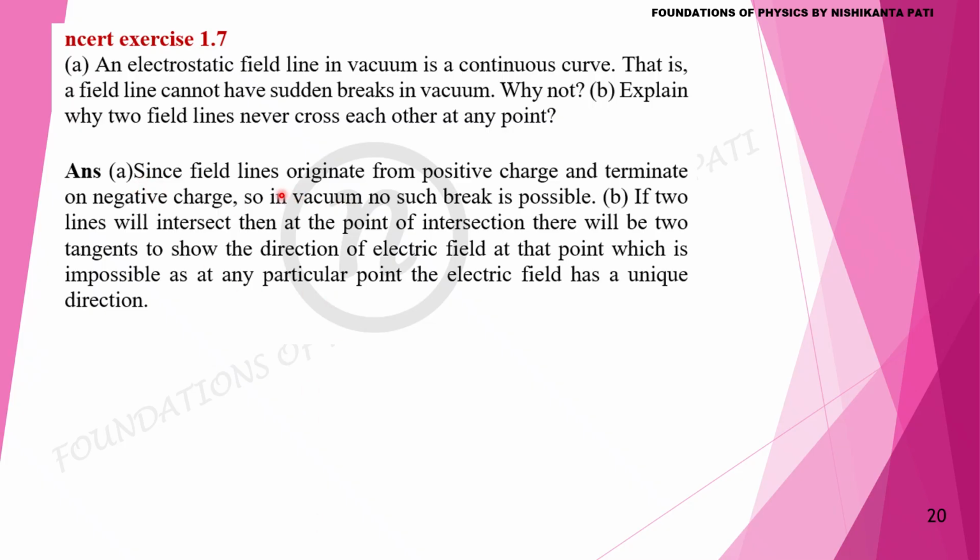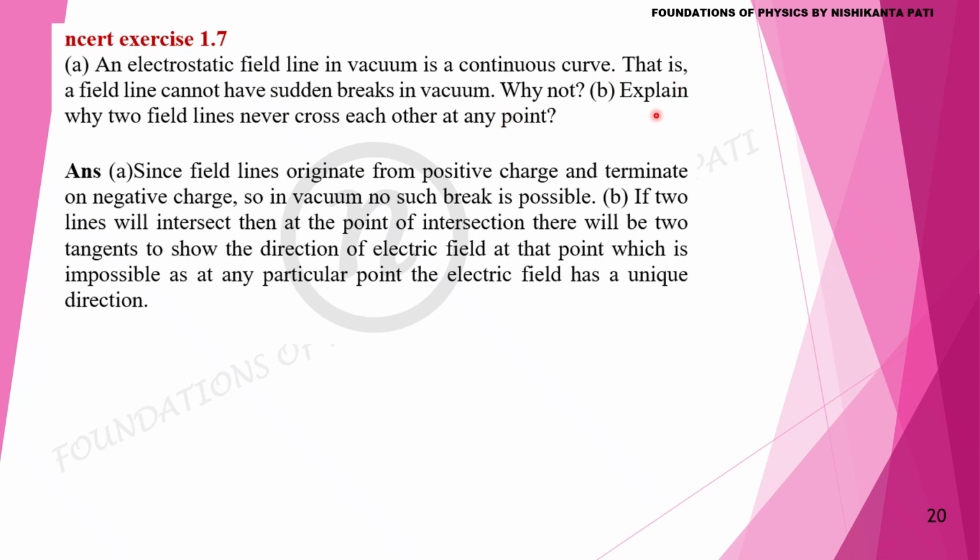Since electric field lines originate from positive charge and terminate on negative charge, and in vacuum there are no such charges present, an electric field line cannot originate or terminate at any point in vacuum. Hence, no break is possible. So the electric field line is a continuous curve.